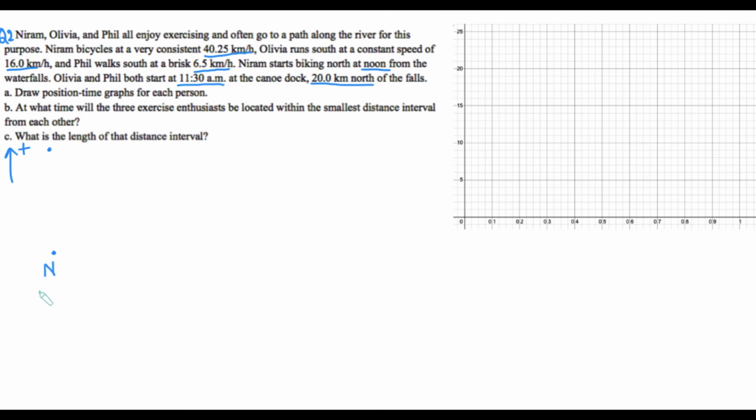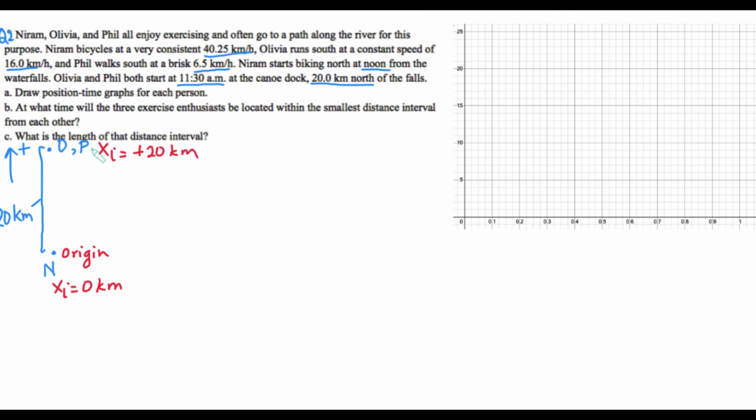Let's represent Niram by N. We have Niram starting at the waterfalls. Olivia and Phil are at the canoe dock. The distance between the falls and the canoe dock is 20 km. Let's label this distance. Let's choose Niram's location to be origin. So Niram's initial position would be 0 km. And Phil and Olivia's initial position would be plus 20 km.